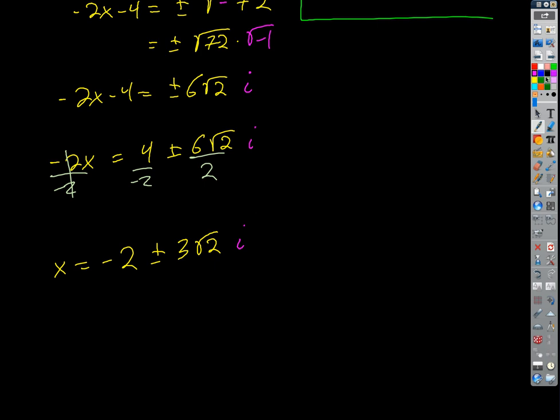If I wanted to input these into Moodle, I would have to write this as negative 2 plus 3 radical 2I, comma, negative 2 minus 3 radical 2 times I. Why can't you just make a plus minus? It just won't recognize that. You gotta do them separately.